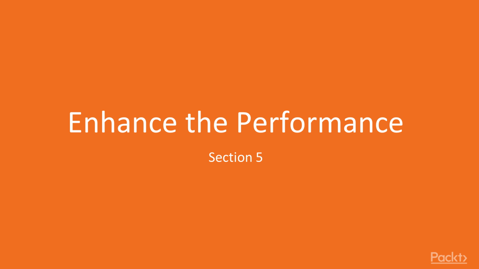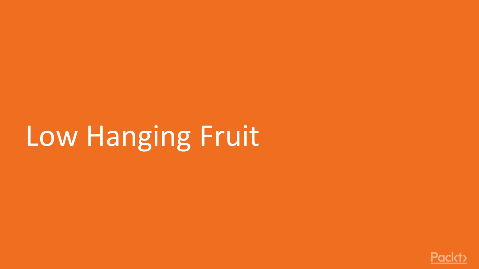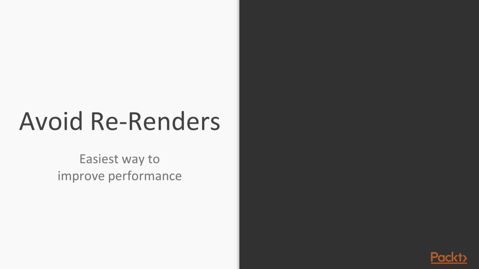In this section, we'll talk about enhancing the performance of our application. In the first part of this section, I'm going to be talking about the low-hanging fruit so you get the most of your time when tackling performance. The easiest way to improve performance is to avoid re-render. There's 3 strategies that can help you achieve this.